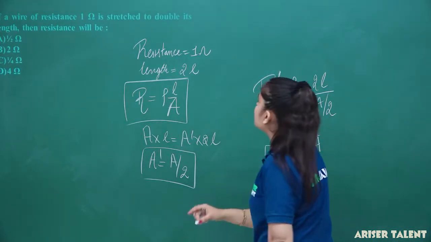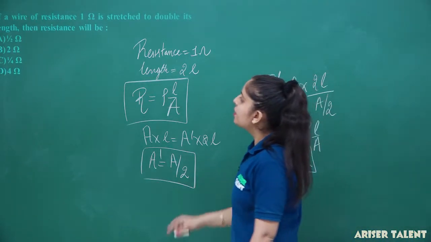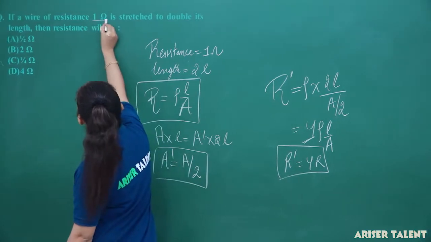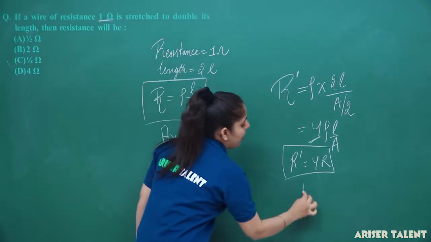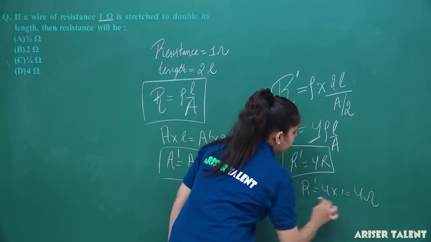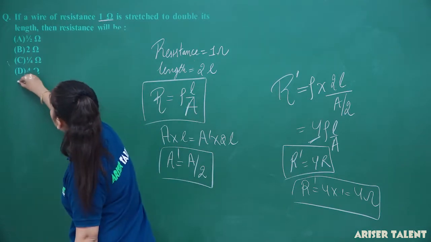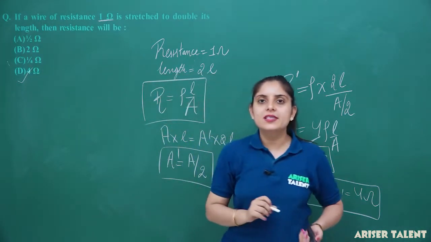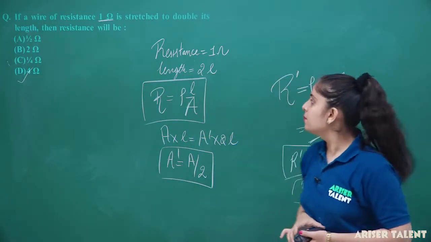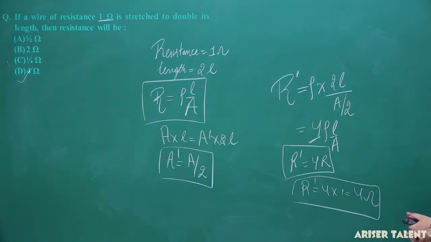This is the same question we have done earlier, but here the value of the resistance given is 1 ohm. So, the new resistance will be R dash equal to 4 into 1, and it came out to be 4 ohm. So, the correct option here will be option number D. This is the solution of the question we have. This is the same question we have done earlier, so just copy this solution from here.